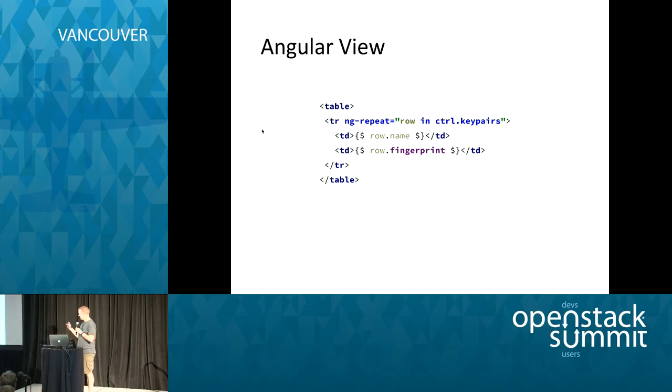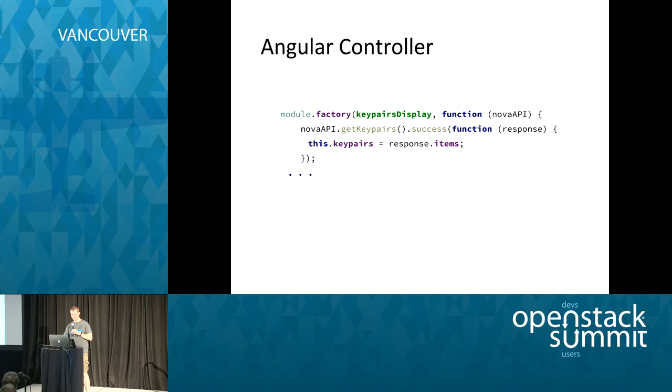So what we've got here is an Angular view, it's HTML, and it's not entirely unlike something we actually have in Horizon now. What it's doing is looping over a variable called keypairs, which is on the current Angular controller in this page, and it's just displaying the name and the fingerprint from those keypairs in the page. So it expects that keypairs variable to come up from somewhere. So we'll look at how that makes it up into the HTML.